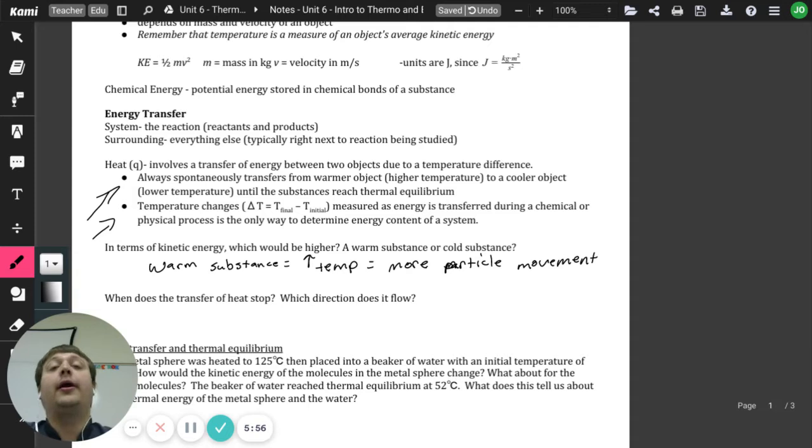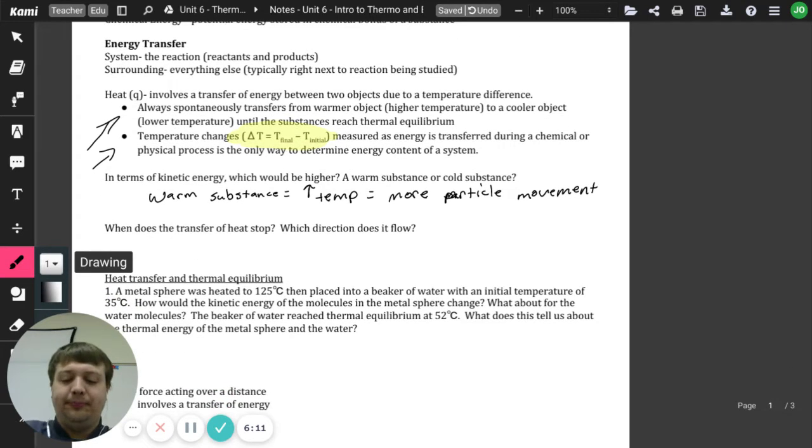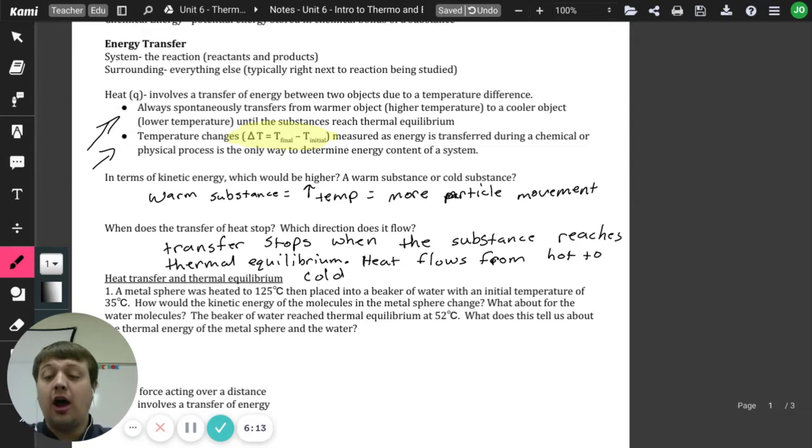Okay. Now, do keep in mind that when we're talking about a change in temperature, to solve for that, you're going to need to do the final temperature minus the initial temperature. And so that's what this says right here. Okay, final minus initial. Okay, so that transfer is going to stop when the substance reaches thermal equilibrium. Heat flows from hot to cold.